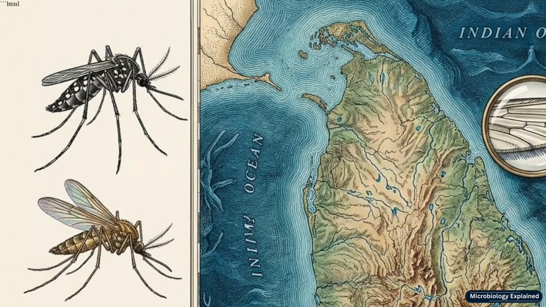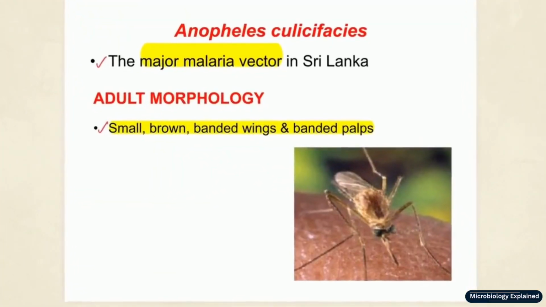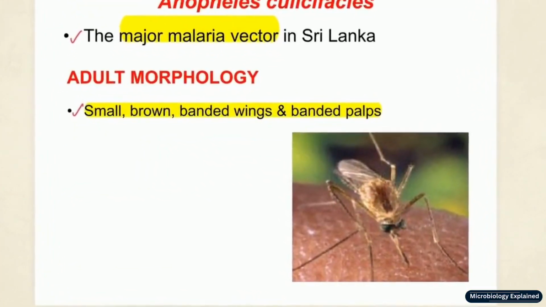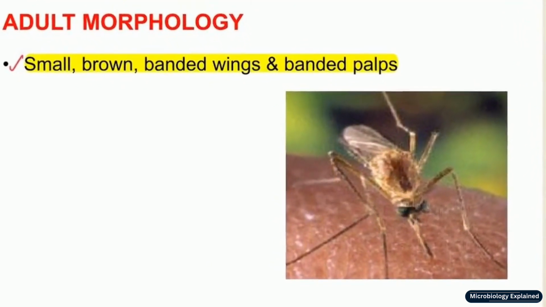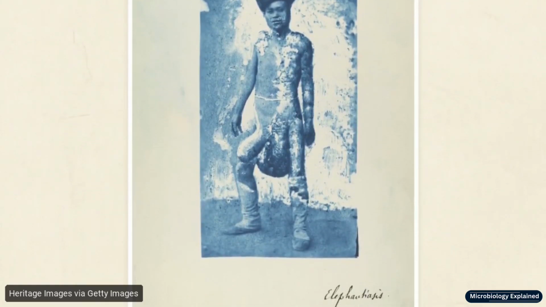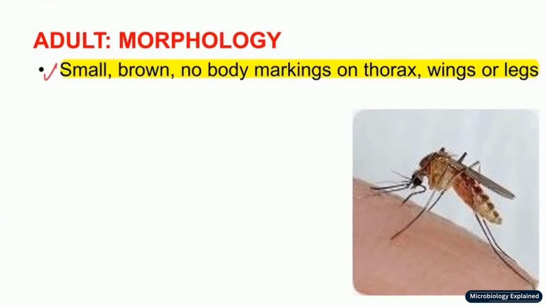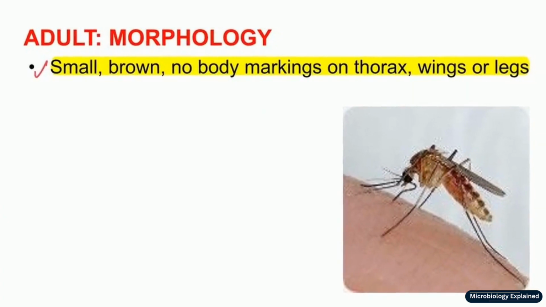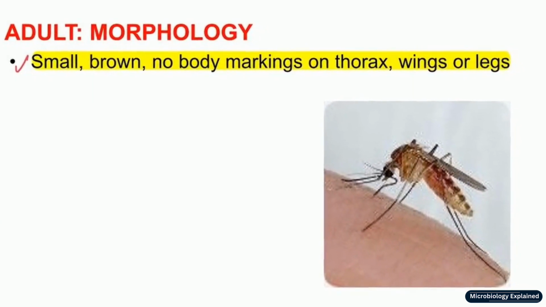We can now apply this diagnostic matrix to specific real-world threats, starting with the major malaria vector in Sri Lanka. Anopheles culicifacies is a small, brown mosquito characterized by banded wings and banded palps. The primary vector of Bancroftian filariasis is Culex quinquefasciatus. Cx. quinquefasciatus is also small and brown, but it lacks any distinct body markings on the thorax, wings, or legs.